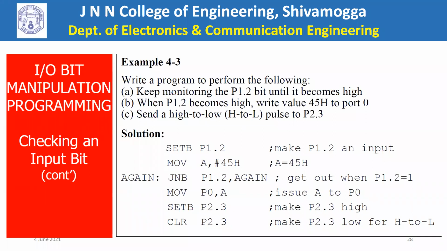This example we had seen in the last minute of the class: write a program to perform the following. Keep monitoring the P1.2 bit until it becomes high. When it becomes high, you have to write some value to port 0. And you have to send a high to low pulse on port 2.3.